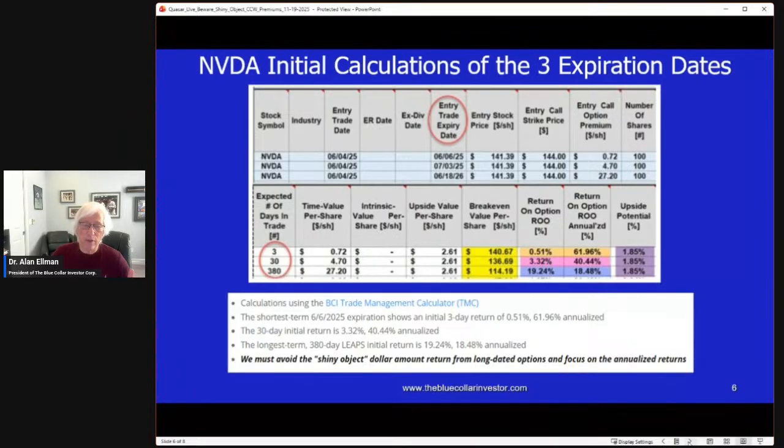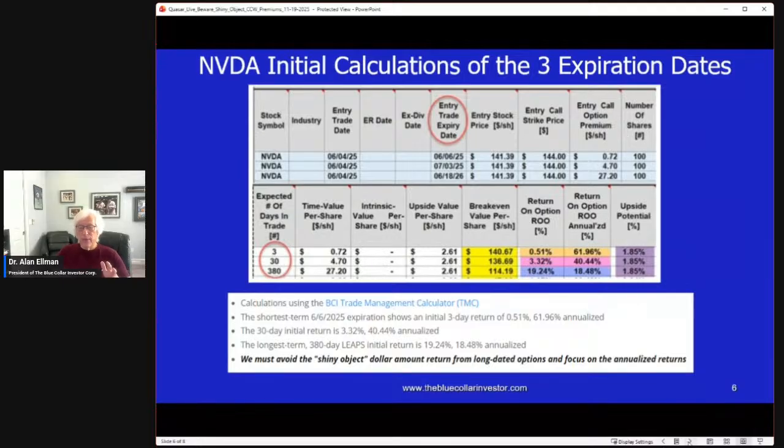But let's go out to the 380-day trade in the blue cells on the bottom right. And here we have an initial return of 19.24%, but based on a 380-day trade, that annualizes out to 18.48%. So that's less than 1/3 that of the 3-day trade and less than 1/2 that of the 30-day trade.